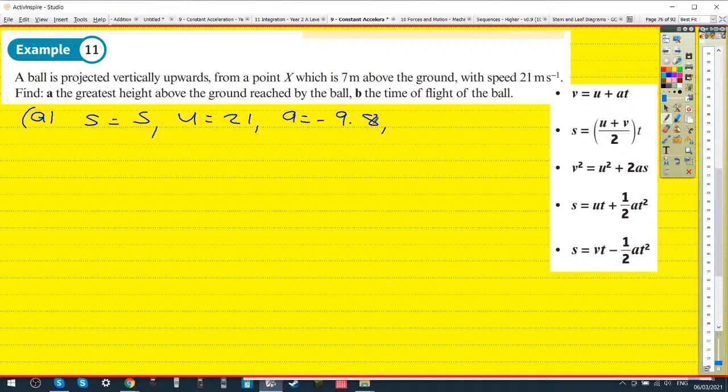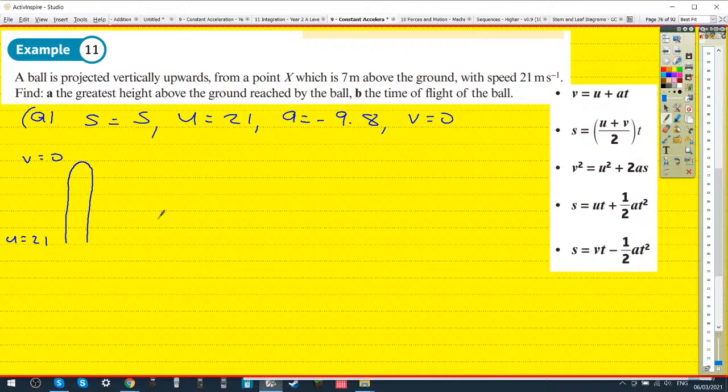And so what would you do here? We have the initial velocity and the acceleration. We need one more thing. Is it final velocity, which is 21? That's the initial velocity. At its greatest height, what do you know about its velocity? Top, isn't it? 0. Yes, the final velocity will be 0. And so that's what you would use.